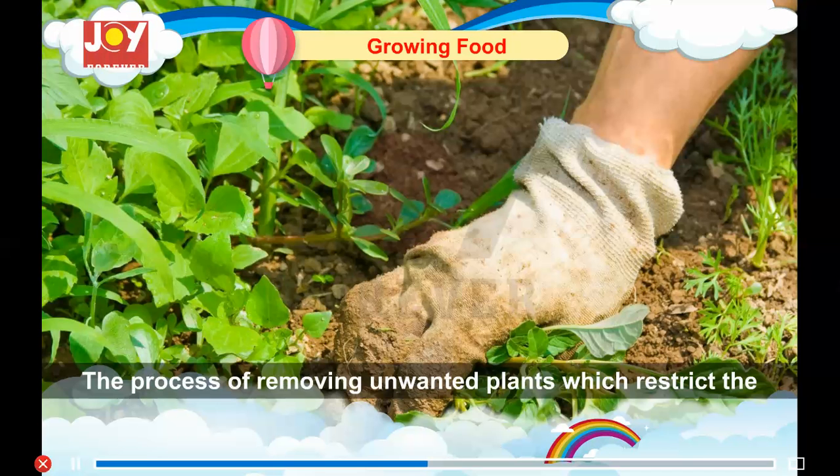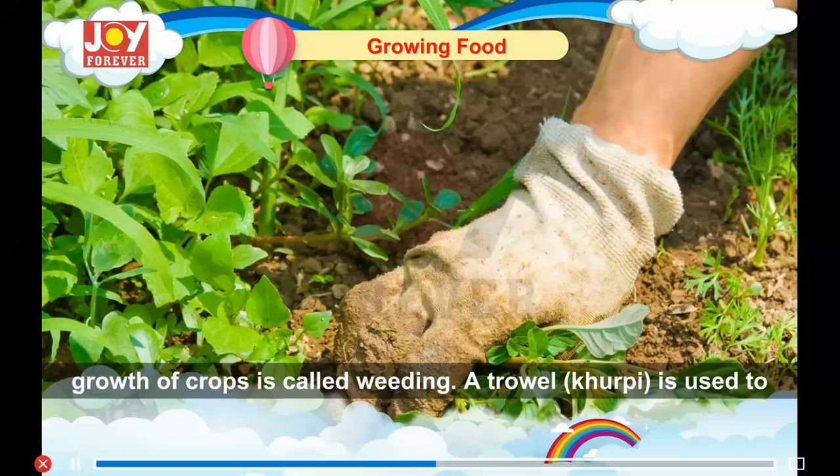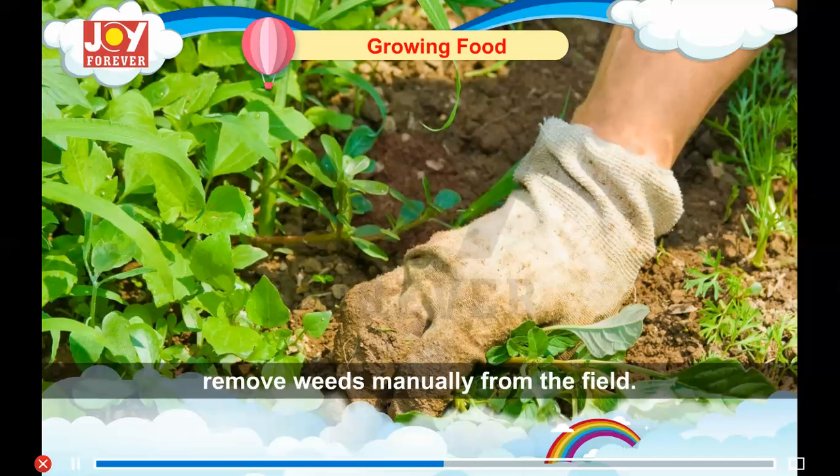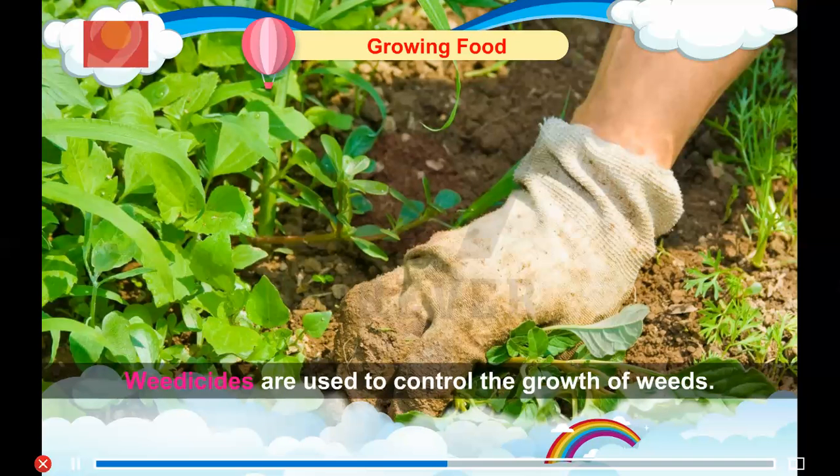Weeding. The process of removing unwanted plants which restrict the growth of crops is called weeding. A trowel, khurpi, is used to remove weeds manually from the field. Weedicides are used to control the growth of weeds.